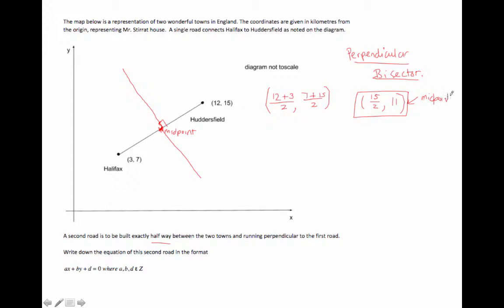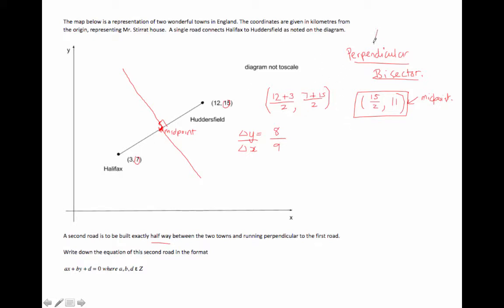Now, when we're talking about straight lines, the other thing we're interested in is the gradient. So what's the gradient of the line that's already been drawn from Halifax to Huddersfield? Well, we say change in y over change in x. The change in y is, we go from 7 up to 15, so we go up 8. And the change in x, from 3 to 12, we go across 9. So the gradient of the line that's already there is 8 over 9.